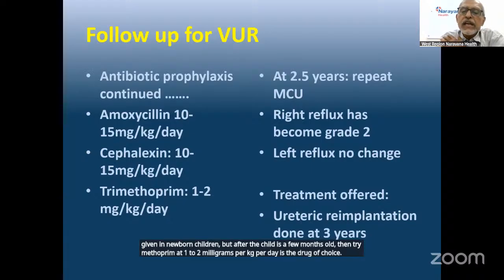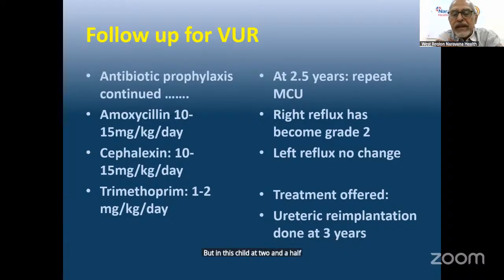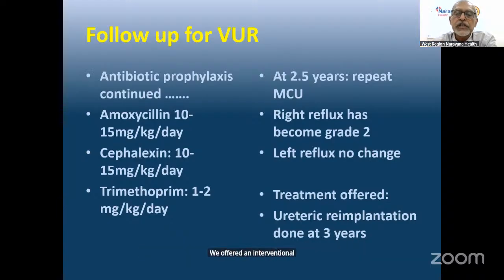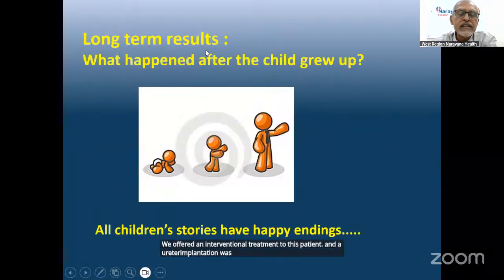But in this child at 2.5 years, we did a repeat MCU, and we found that the right side reflux had downgraded from grade 3 to grade 2, but the left reflux had no change. Now, considering the fact that the grade 5 reflux had stayed where it was, we offered an interventional treatment to this patient, and a ureteric reimplantation was done at 3 years.